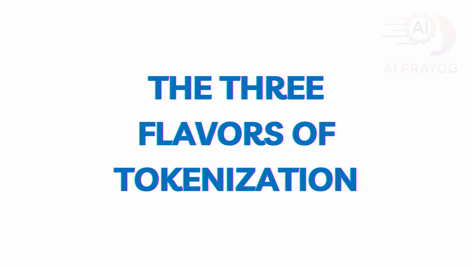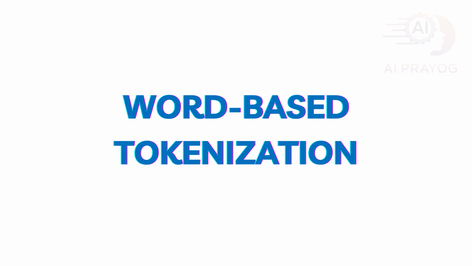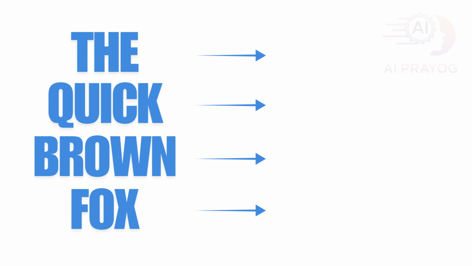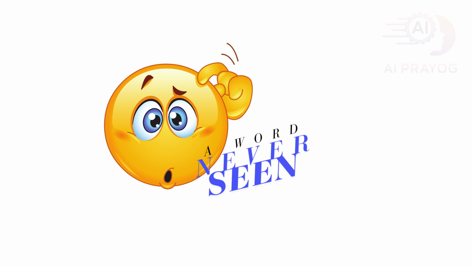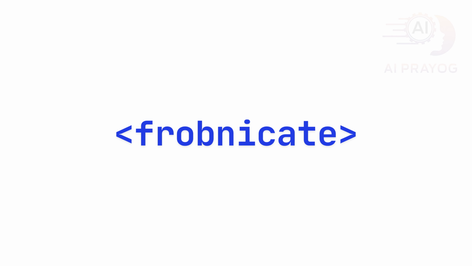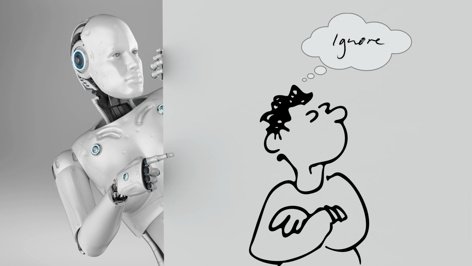The three flavors of tokenization. Tokenization isn't a one-size-fits-all solution. There are three main approaches, each with pros and cons. First, there's word-based tokenization. This is the most intuitive. You just split the sentence wherever you see a space or punctuation. The quick brown fox becomes 4 tokens: the, quick, brown, and fox. Simple, right? But what about a word the model has never seen? Like, say, frobnicate. To the model, that's a complete mystery. It has no idea what it is. It's an out-of-vocabulary word, and the model essentially has to ignore it.